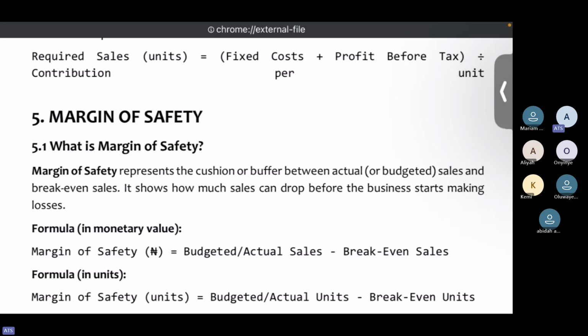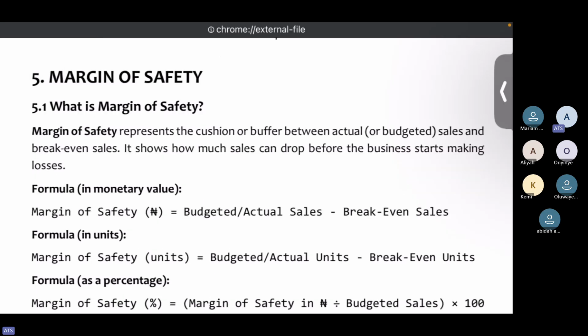So margin of safety represents the cushion or buffer between actual or budgeted sales and break-even sales. So it shows how much sales can drop before the business starts making losses. So if currently you're selling 5,000 units, and from that 5,000 units you're making profit of, let me say, 500,000.